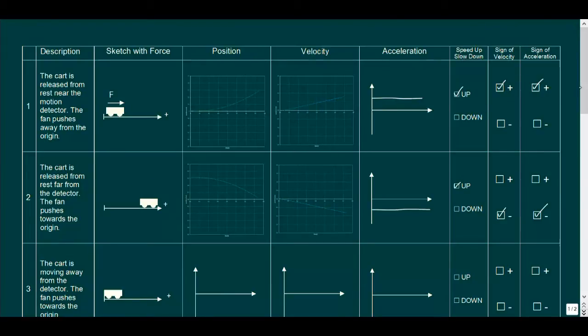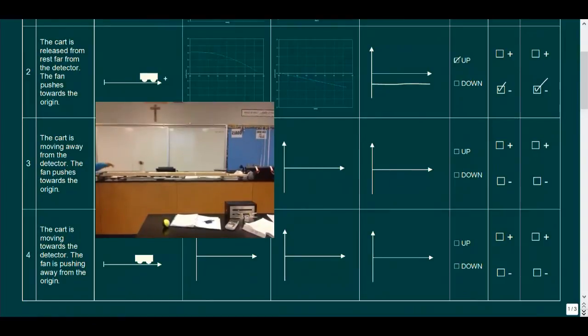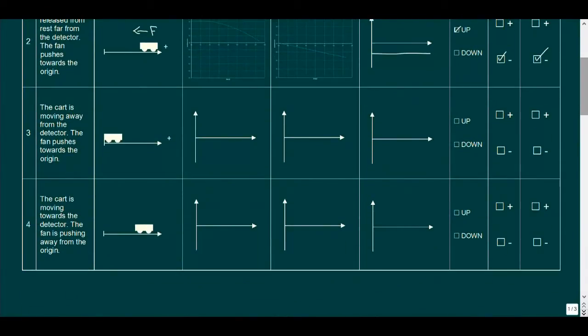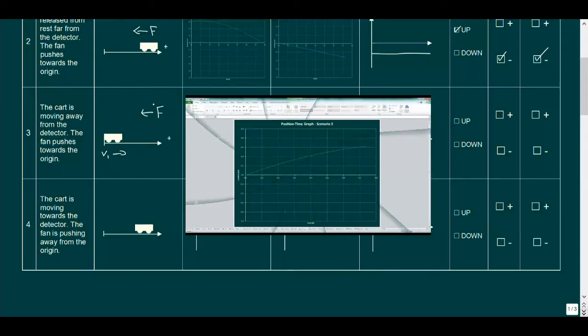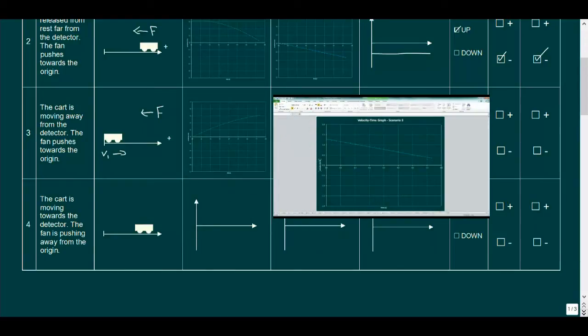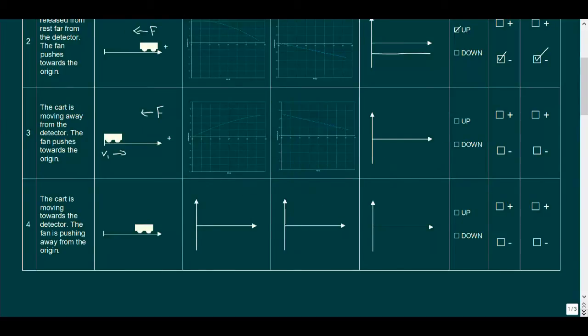Now let's consider scenario number 3. Unlike the first 2 scenarios, the cart is initially moving, and the fan is blowing to oppose this motion. So here, with the force of the fan opposing the cart's initial velocity, the fan slowed the cart down as we see a position time curve with a positive slope that decreases. Now this gives rise to a positive but falling velocity as it slows, and the negative slope on the velocity-time relation indicates a negative acceleration. So to sum up scenario number 3, the cart slows down with positive velocity but negative acceleration.